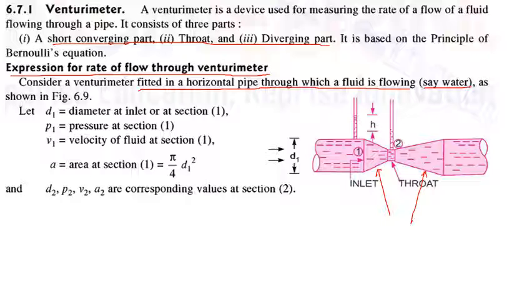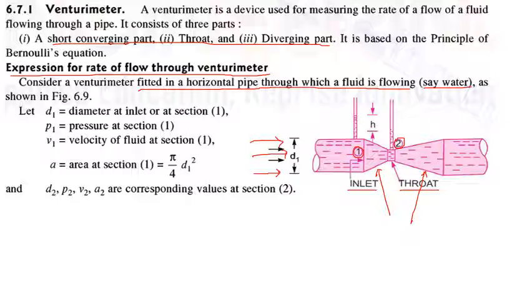So inlet is the part where the fluid is entering the Venturimeter. So the fluid is flowing in this direction. So here we have the inlet, the converging part, then the throat. If we see the inlet and the throat, you can see that the diameter of the throat is lesser than the inlet. And we have marked sections 1 and 2. Section 1 is at the inlet and section 2 is at the throat.